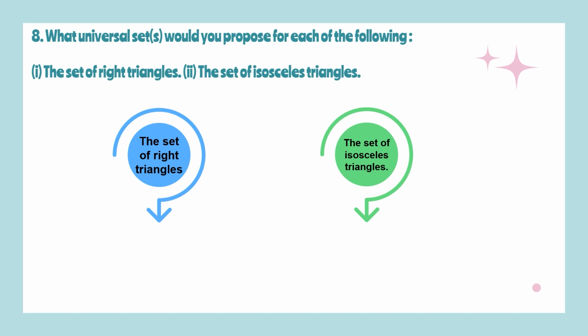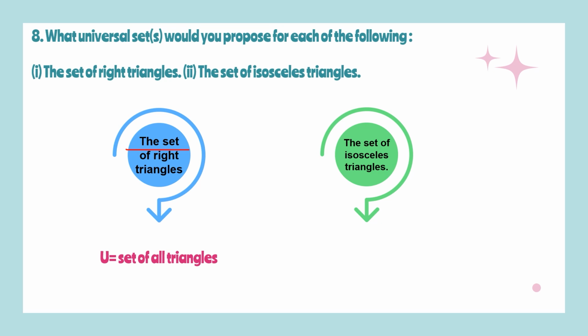For this set, which one can you write as a universal set? Which set can you propose? That is the question. Now your first question is set of right triangles. For this, which one will act as a universal set? You can write anything, children. It is your wish. Now can I write set of all triangles?